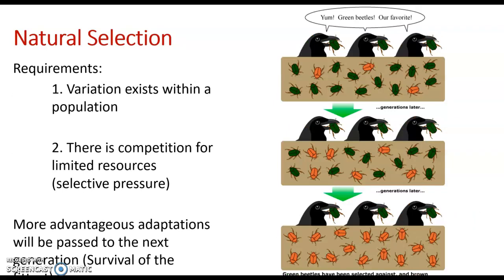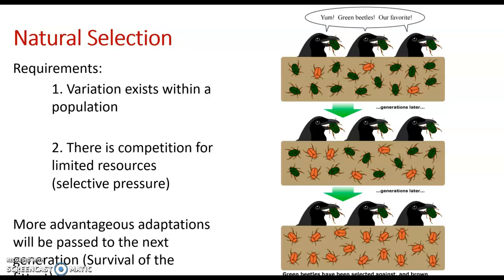So natural selection is the process that causes organisms to become better adapted to their environment, which gives them a better chance of survival and a chance to produce more offspring. In order for natural selection to occur within a population, there must be two things that are true. First, there must be variation within the population. This means there's variation within a particular trait, and natural selection will affect that trait.